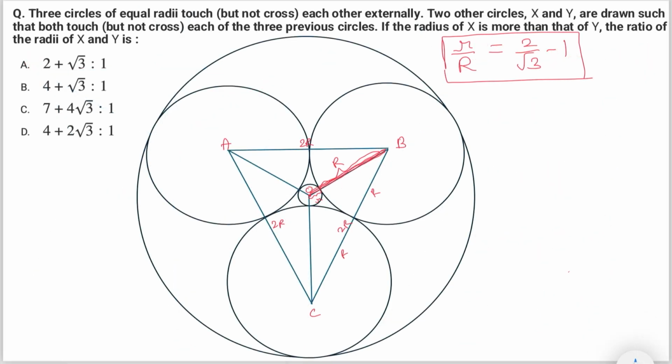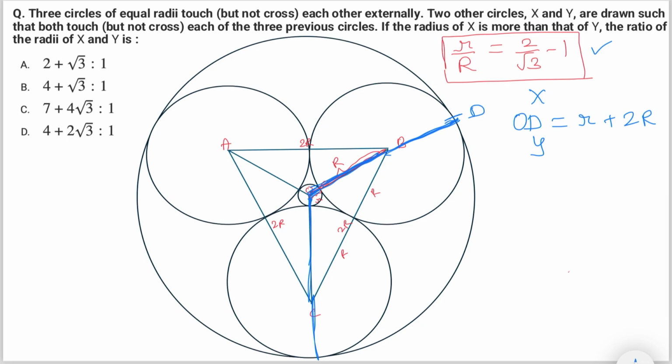And now I have highlighted the result here: r by R is 2 by root 3 minus 1. The last part of the question demands the ratio of the radii of x and y. Suppose I call this point as D. OD is the radius of the big circle x, right? And if you observe closely, this OD, the radius of the bigger circle x, is nothing but small r, the radius of your smaller circle, plus capital R twice. So it will be r plus 2R. The radius of your bigger circle is the smaller circle's radius, small r, and capital R plus capital R, so r plus 2R is the radius of your circle x.